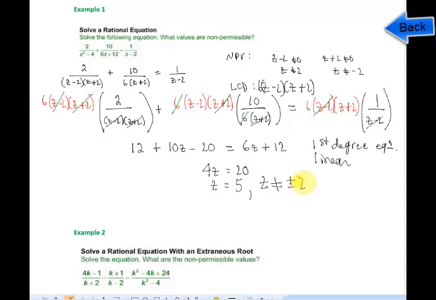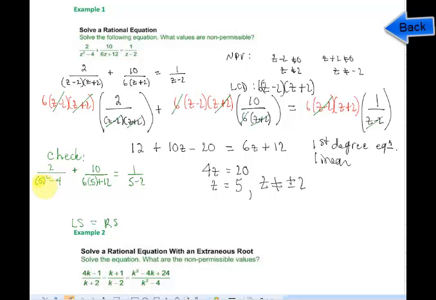Okay, so notice that our non-permissibles are that z just can't be a positive 2 or negative 2, so 5 is reasonable. Okay, that is a solution, but we're going to check anyway. So let's check over here. Okay, and just a reminder, you want to always check into the original equation, and you want to show that the left side is equal to the right side. Okay, so we're going to go 2 over z squared, so 5 squared, minus 4, plus 10 over 6 times 5 plus 12, which is equal to 1 over 5 minus 2.